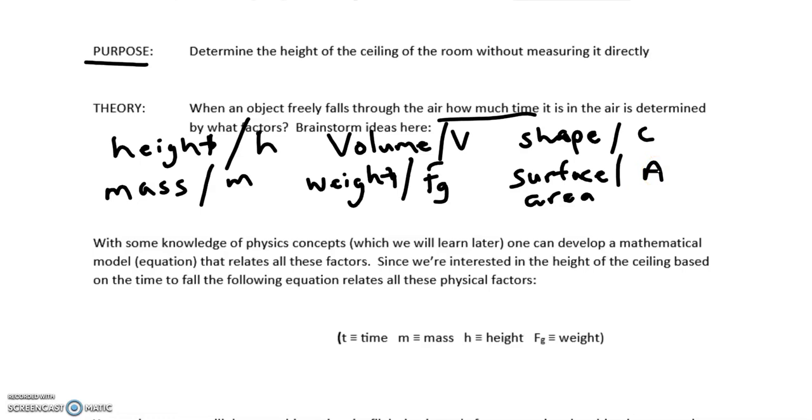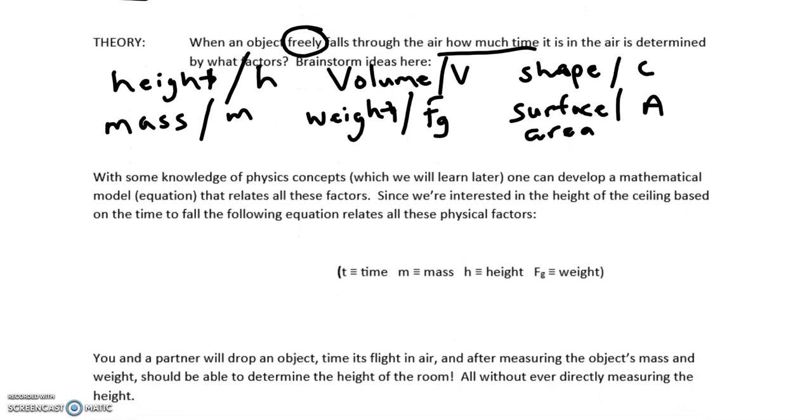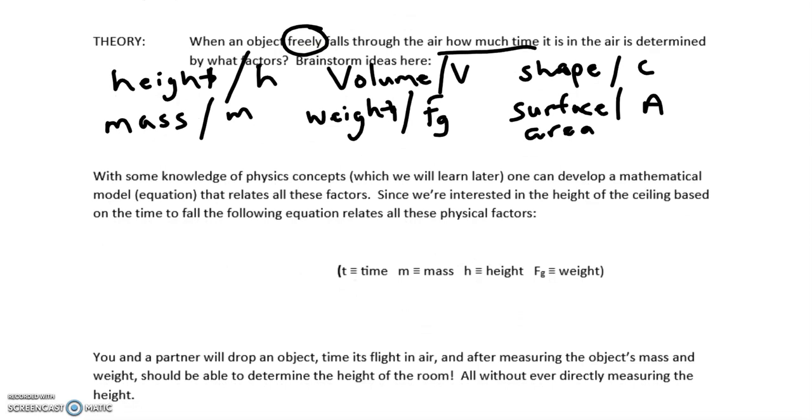So what we're going to do is try to simplify this. And the key word here is freely. Again, we'll learn this physics down the road. But freely means that we're taking out the effects of air. Air shouldn't have much of an effect in this particular lab, so then we can reduce the factors that affect the time in the air to 3. It would be the height that it falls, the mass, and the weight. And that's what we're going to test. So you can see that I've kind of rewritten them down there.